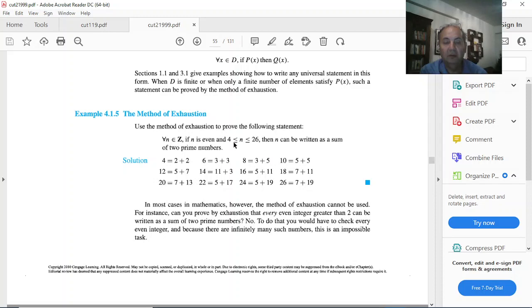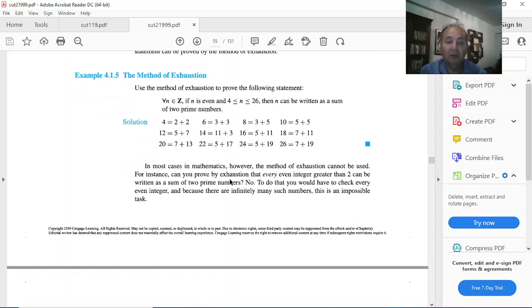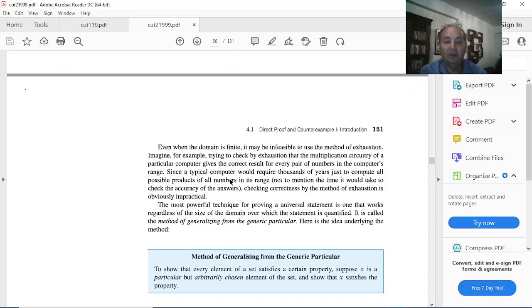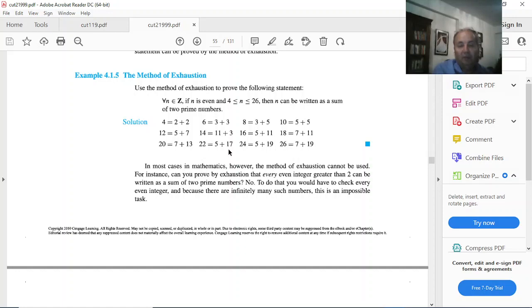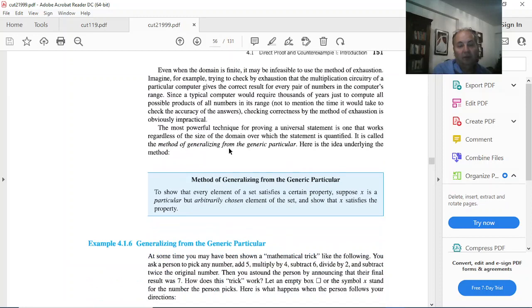How about all integers? Oh, this is difficult now. You cannot prove it very easily. This is a very difficult conjecture. Think about all even numbers being written as the sum of two prime numbers. Its proof is very complicated. I don't think it has been done by any mathematician.